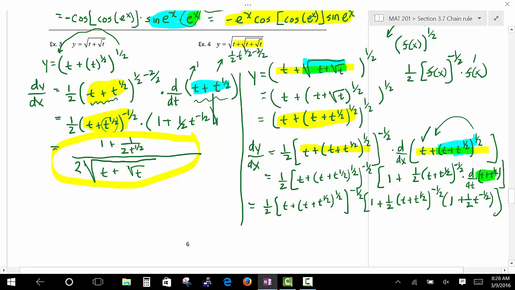Okay, the point of that problem was to give you an idea of sometimes you have to use a chain rule within a chain rule within a chain rule, and to see if you can follow that logic. Okay, how does that look?